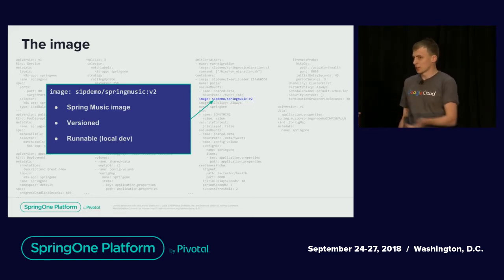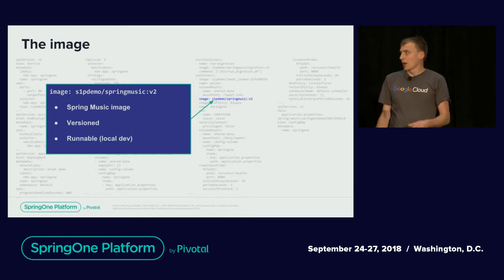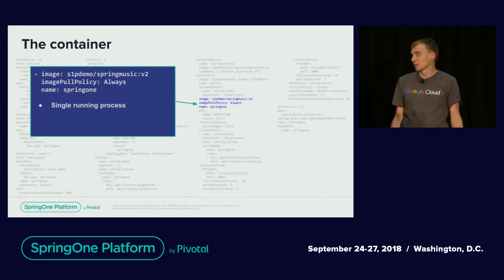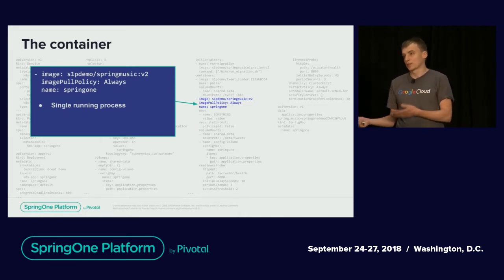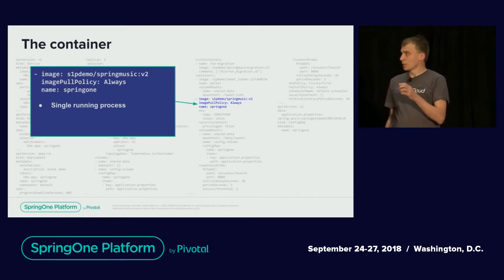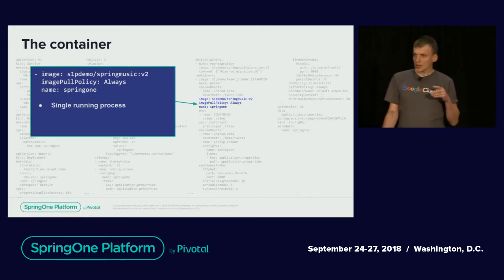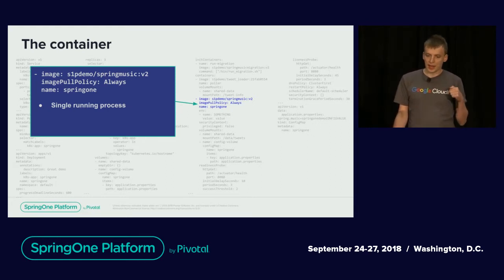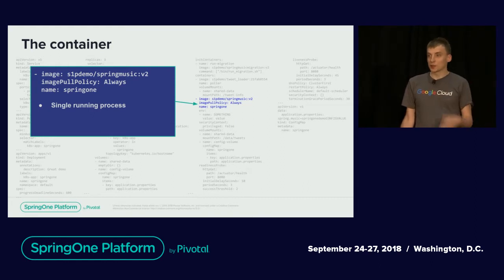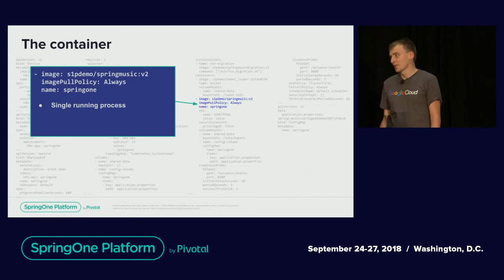So you can run it usually on a local machine. And yeah, image, that's the first thing. And from the image, you can create a container, which requires a name and image pull policy. And this is why you need a versioned image, because when you scale, Kubernetes will pull the image again. And that means that if you replace the image, you might have multiple versions of the same application running, which you don't want usually.